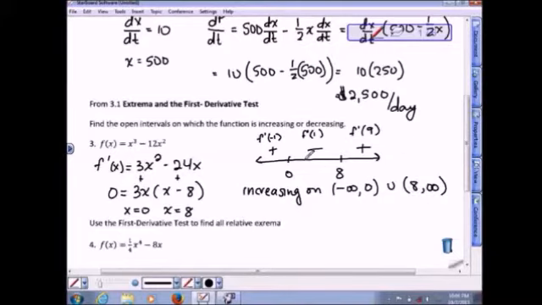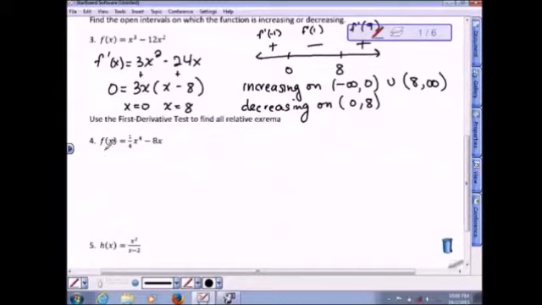This region that's negative right here is where the function is decreasing. That means that the tangent lines in that interval are going to have negative slopes because the function is decreasing. So it's decreasing on the interval 0 to 8.